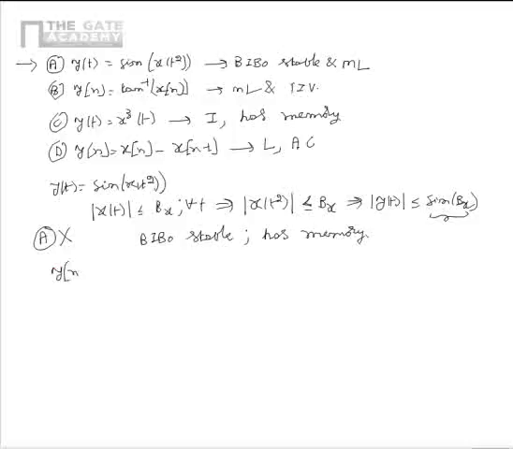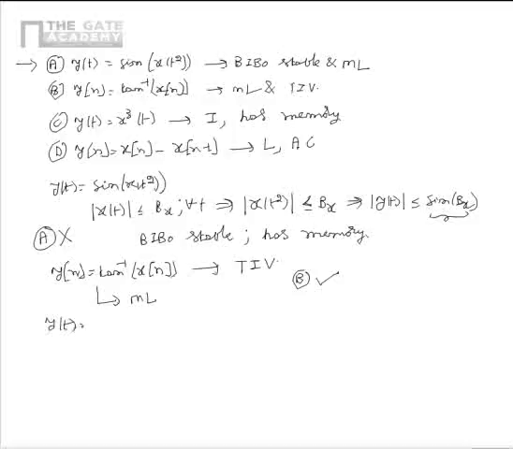Now let us consider another system y of n is equal to tan inverse of x of n. Here we see that the delayed version of output is equal to the output due to delayed version of inputs. So the system is time invariant. Also, we see that the output at any instant is dependent on the input at that instant. So the system is memoryless. From this, we see that option B is correct.